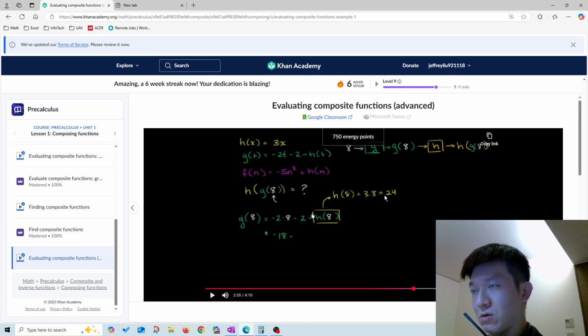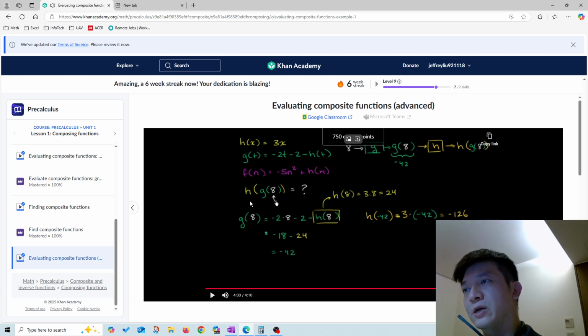Okay, so now where are we right now? g of x, we got it. It's negative 42. Now the outside is h of x, so times 3, right? So that gives us negative 126. 42 is the same thing as g of 8. So this is h. If you just keep track of what's our input, negative 126, right? Okay, so there's nothing involved. This f of n is just to confuse you, right? We haven't even touched on it.